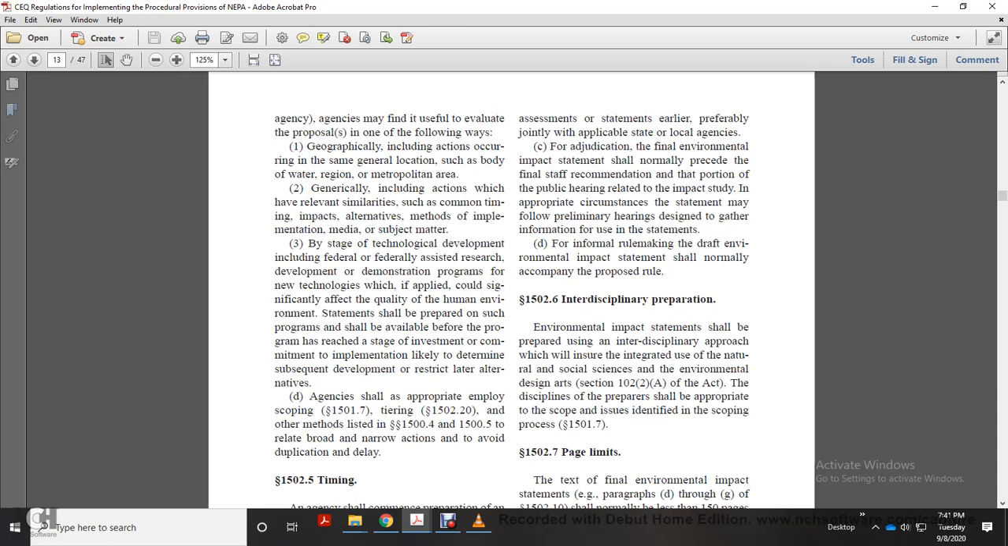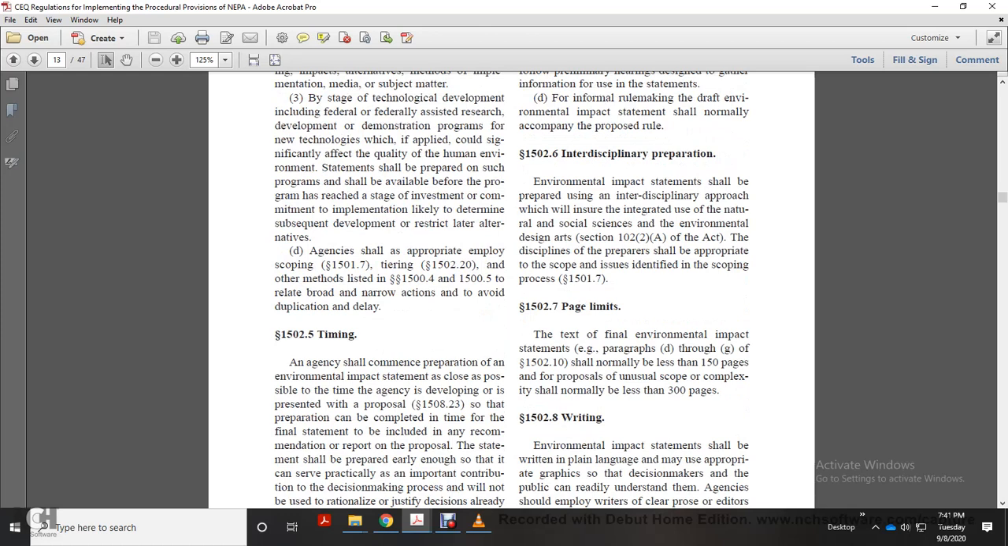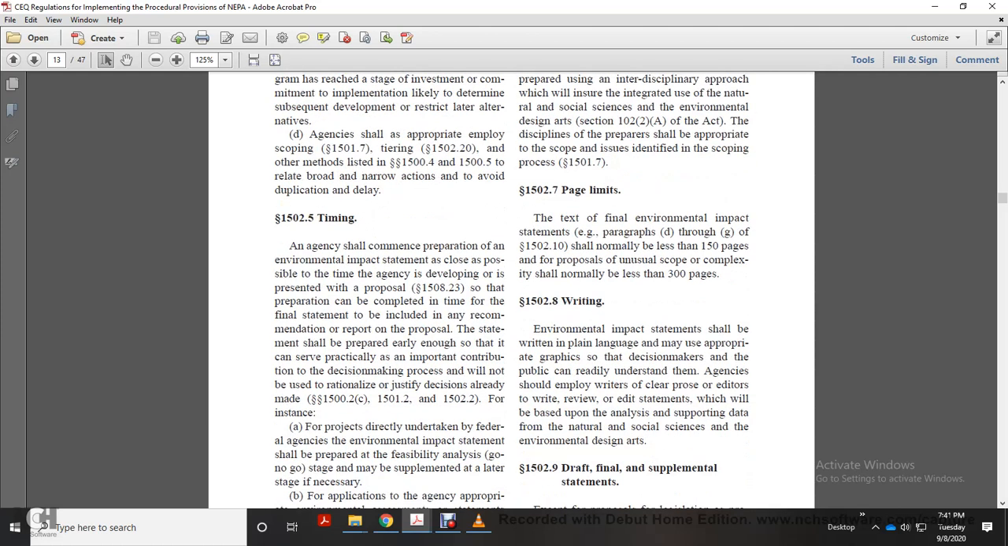1502.7 Page limits. The text of final environmental impact statements, paragraphs (d) through (g) of 1502.10, shall normally be less than 150 pages, and for proposals of unusual scope or complexity shall normally be less than 300 pages. 1502.8 Writing. Environmental impact statements shall be written in plain language, making use of appropriate graphics so that decision makers and the public can readily understand them.